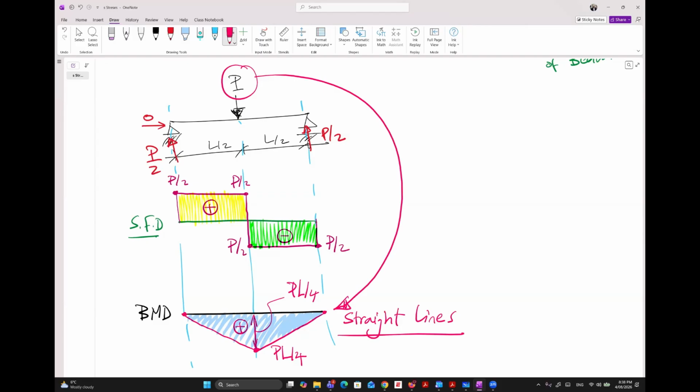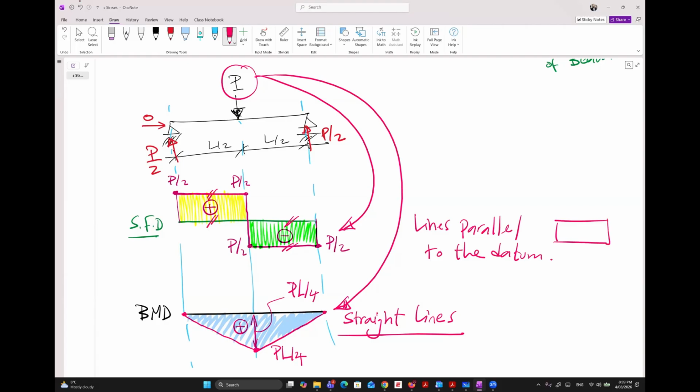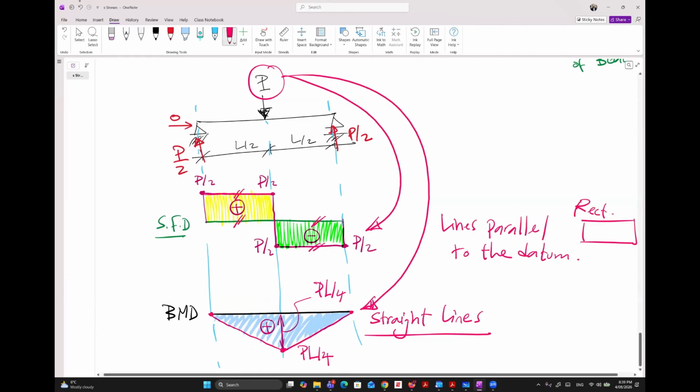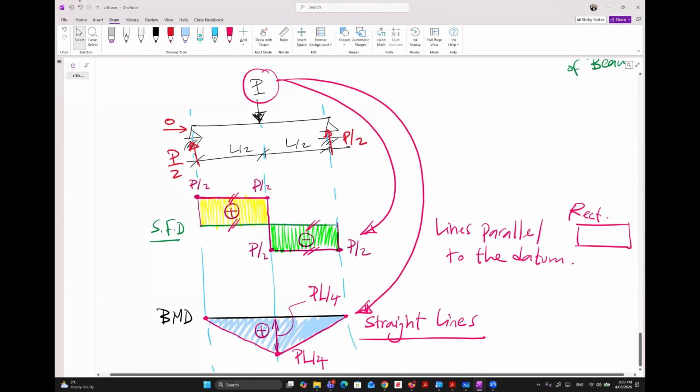And all the time, the shear lines will be parallel to the datum. As you can see, what is this line? Horizontal. Parallel to what? This one is parallel to this one. This one is parallel to this one. Let's summarize this. All the time, the shear will be rectangles. Can you notice that? The shear is two rectangles here. The moment is a triangle. Okay?